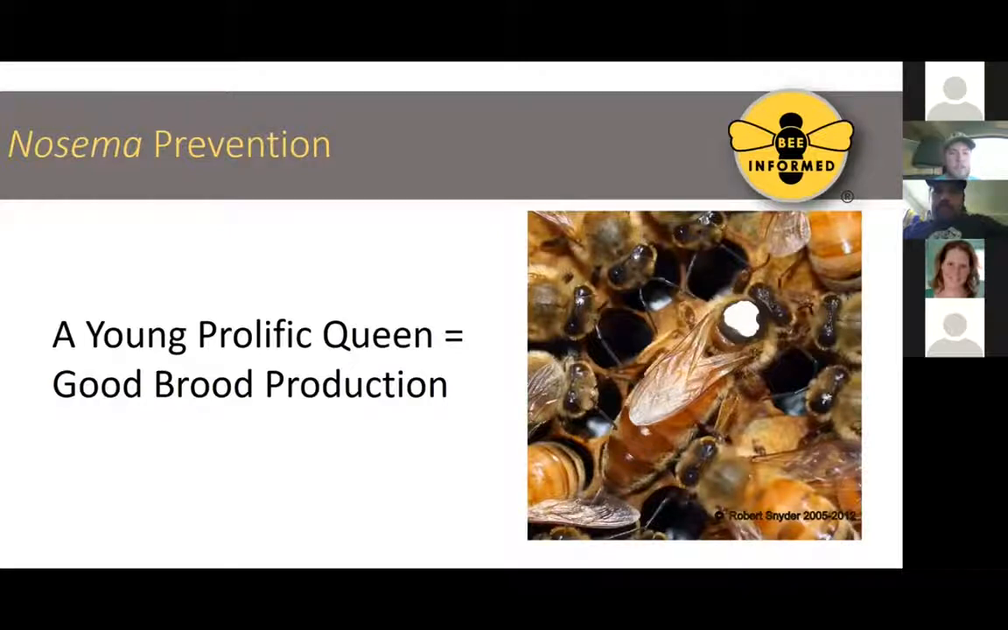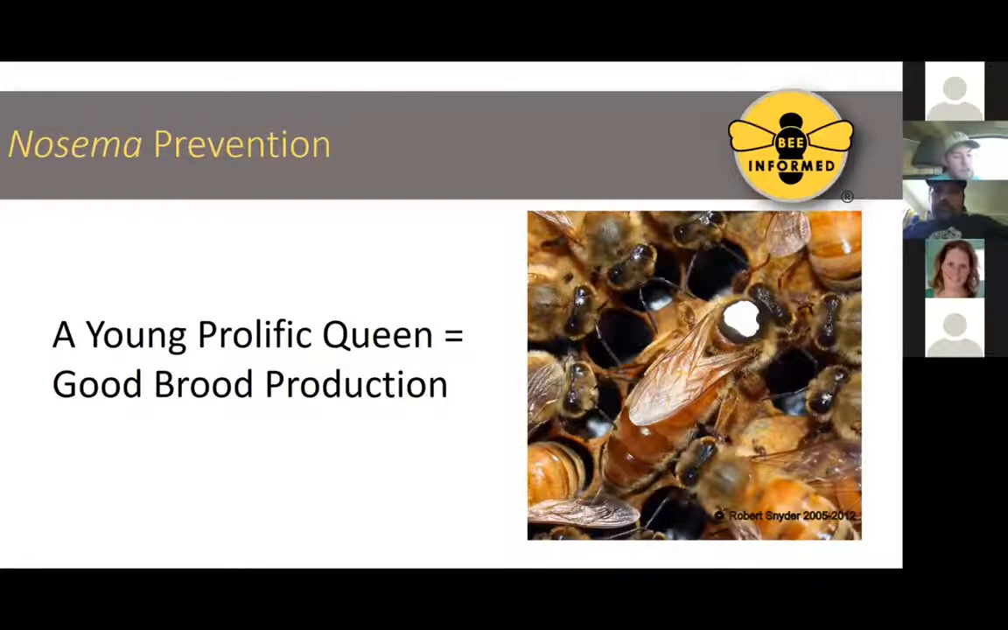All right. The next thing is you want to have a young, prolific queen, and that equals good brood production. So that's another thing with the good brood production. Having her in that hive will give you that large population of younger bees. As we described earlier, the Nozema is an old bee disease. You want a high population of those young bees to prevent the Nozema.